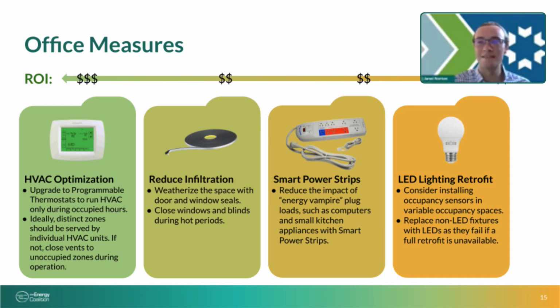do everything you can so that only spaces that are occupied and that are unreasonably hot or cool are receiving conditioning at any given time. That's the priority there. One strategy you can use for this is upgrading to programmable thermostats. These are much more sophisticated than pressing the unit into heat, cool, fan.